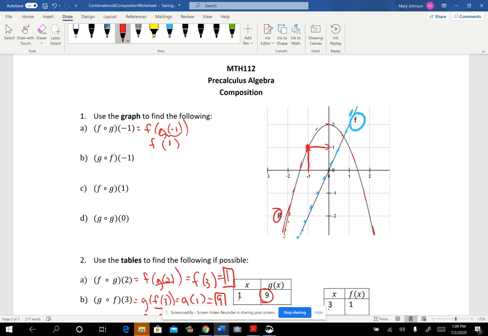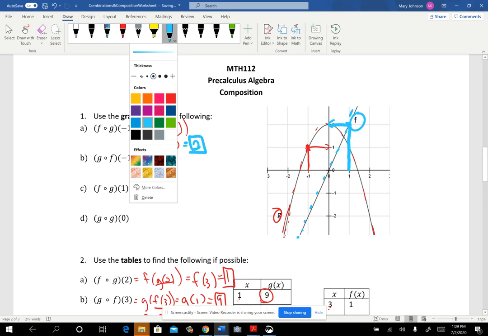Now I need to do f of 1. So now I'm going to switch over to the f function. I'm going to think about 1 being the x value, but I need to go all the way to the line and find out what is the point on the f function that has an x coordinate of 1, and I can see that would equal 2. So my overall answer to the question is 2. I want that to be thinner.